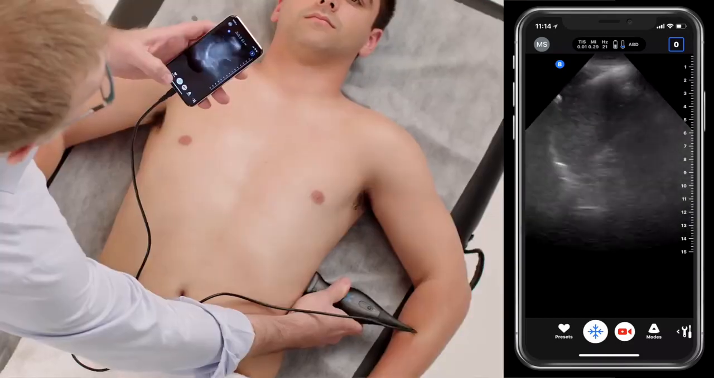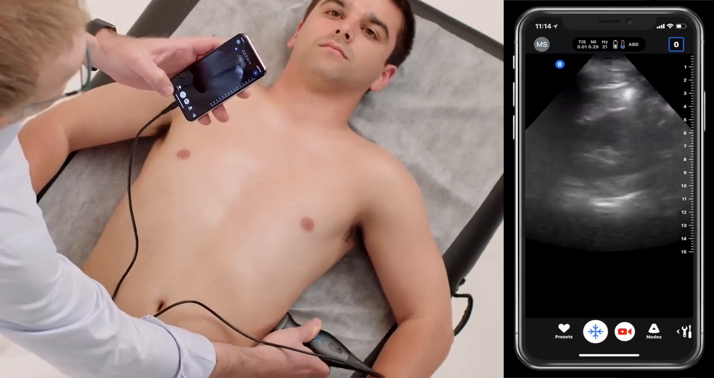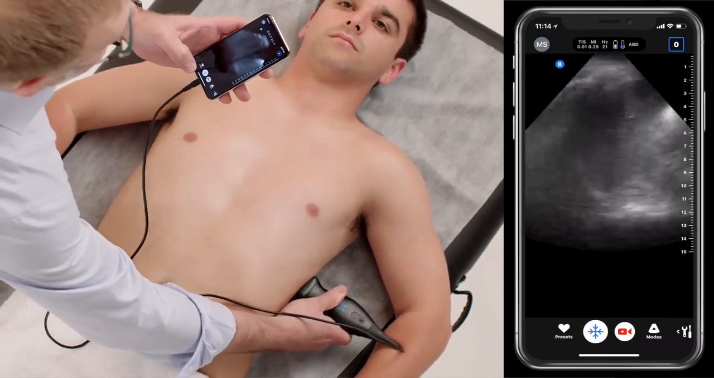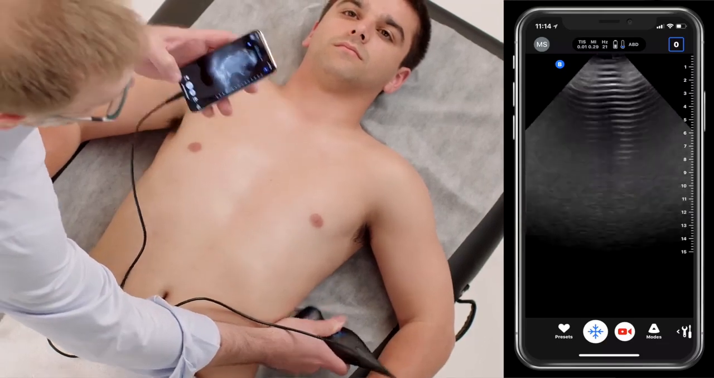We identify the spleen, we look for fluid in the perisplenic area, out by the splenic tip, down in the splenorenal recess, and above the diaphragm for any thoracic fluid that could indicate a hemothorax on the left.